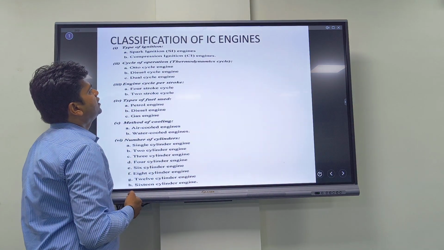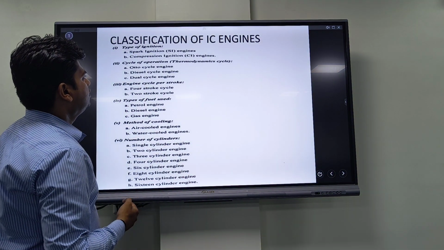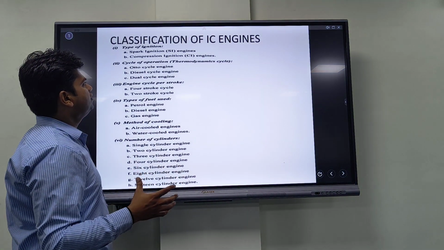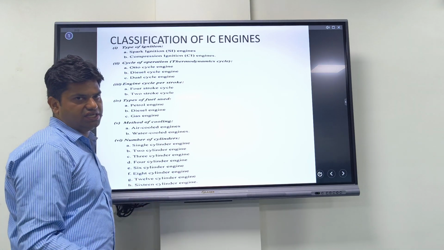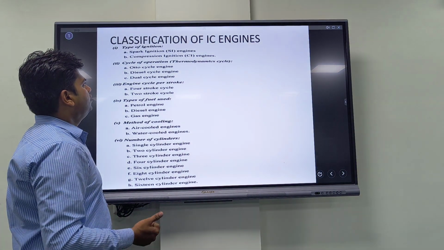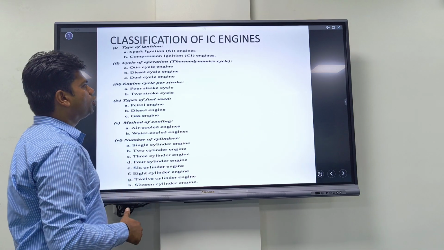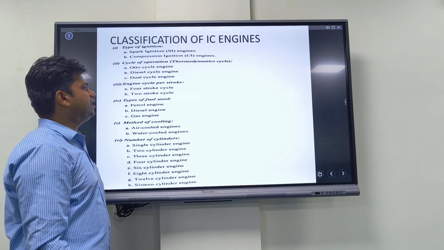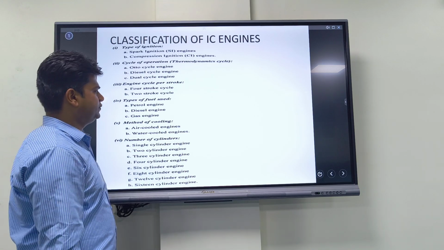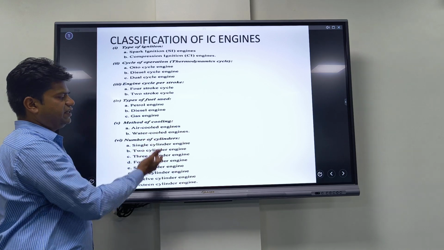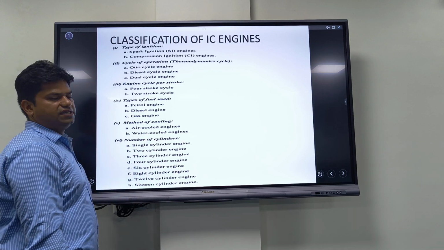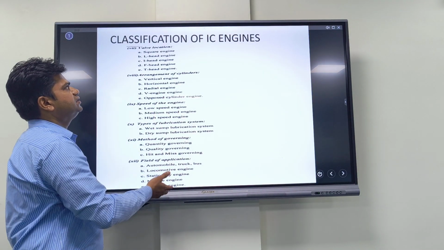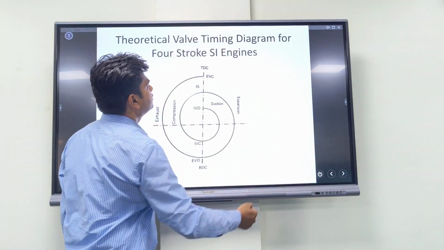Next slide. Classification of IC engine. Classification of IC engines is by types of ignition: spark ignition engine and compression ignition engine. Cycle of operation: Otto cycle engine, diesel cycle engine, dual cycle engine, and engine cycle per stroke, 4 stroke and 2 stroke. These are the different types of IC engines. This is the classification of IC engines.